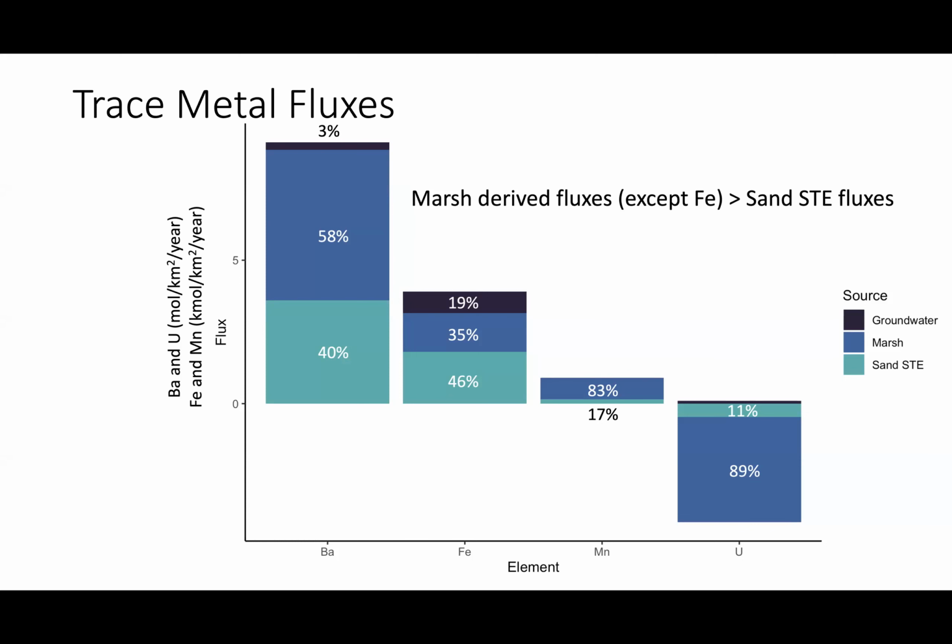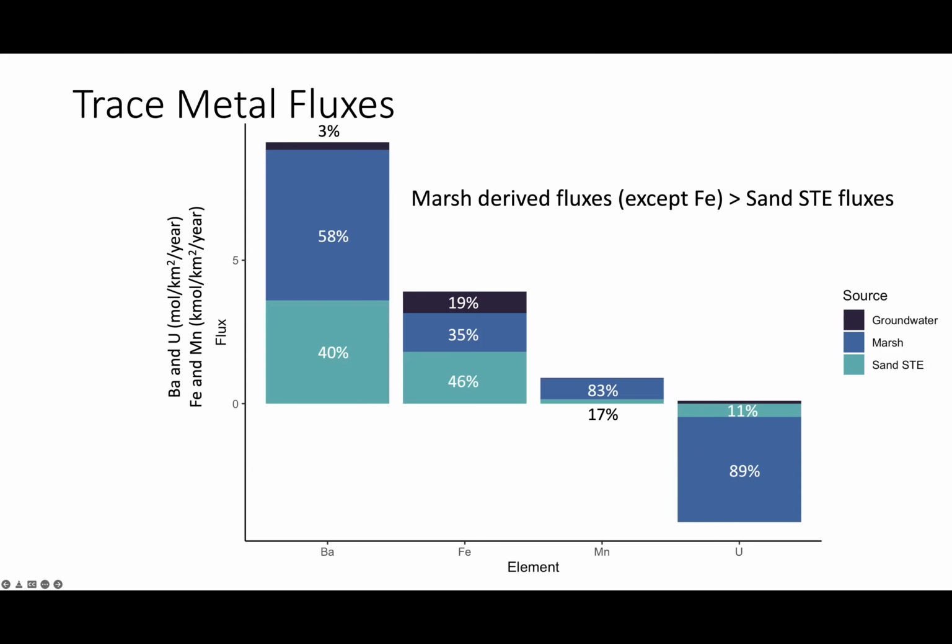In terms of units, iron and manganese are in kilomoles per kilometer squared per year, and barium and uranium are 3 orders of magnitude lower than that, in moles per kilometer squared per year. So we'll see here that except for iron, marsh-derived fluxes really dominate. And by flux, I also mean this uranium sink here.